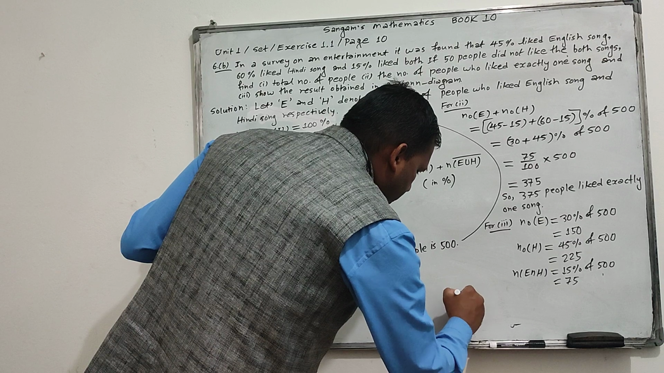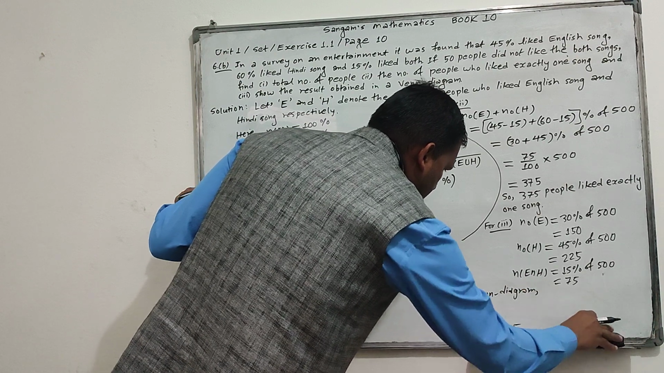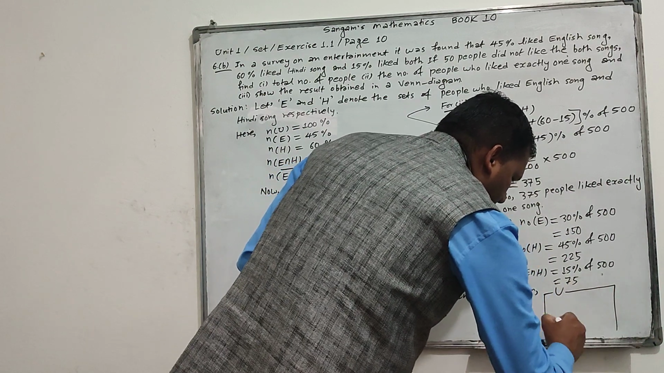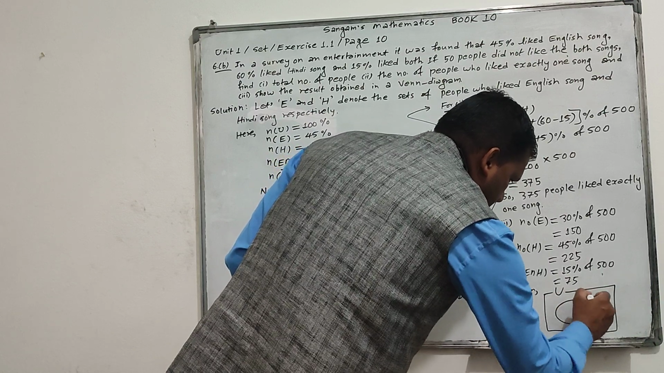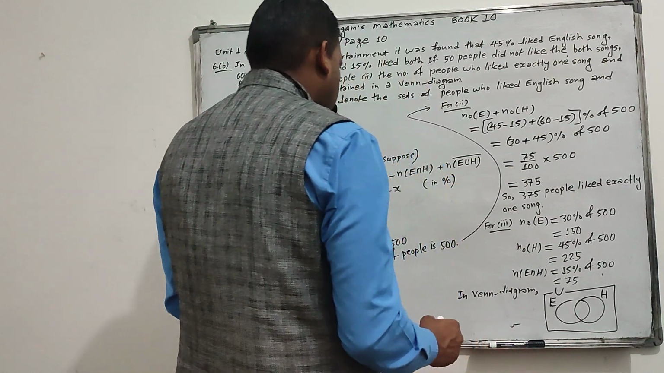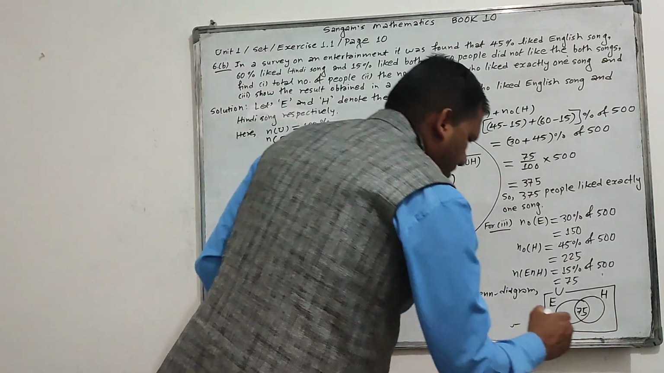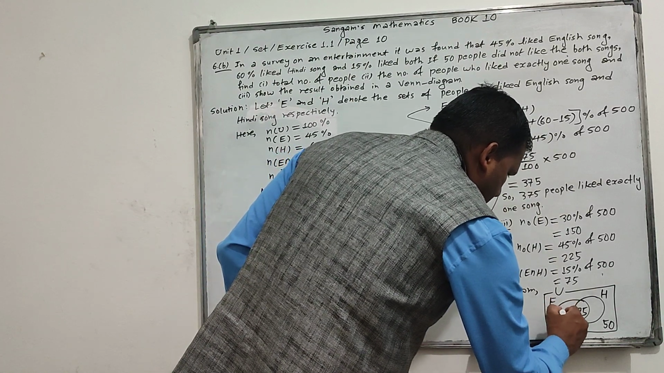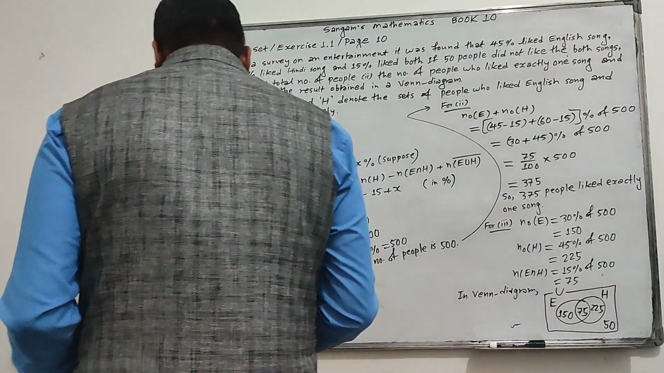Now in the Venn diagram, this is U and two subsets E and X. In this and in this, the intersection part is 75. Complement data is 50. Here 50 and the other 150, and the dash 225. This is the required Venn diagram.